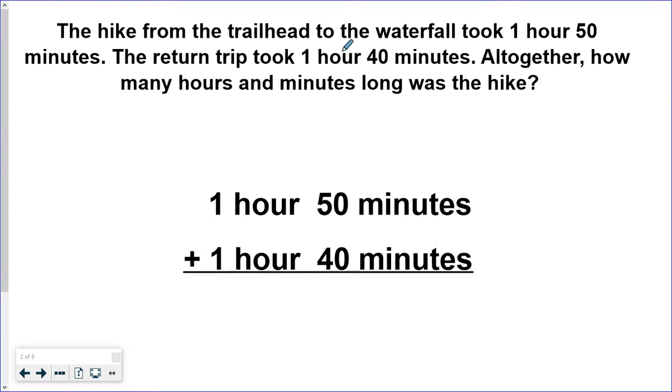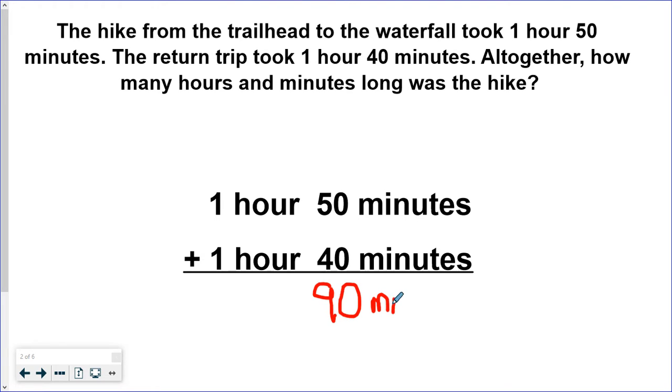This sounds to me like an addition problem. There's a one-way trip that took 1 hour and 50 minutes, and then there's a return trip that took 1 hour and 40 minutes. So I'm going to add those together. I'm going to add the minutes first, and then I'm going to add the hours. I'm going to start off by adding 50 minutes plus 40 minutes. And through my years of mathematics, I know that 50 plus 40 is 90 minutes, okay?